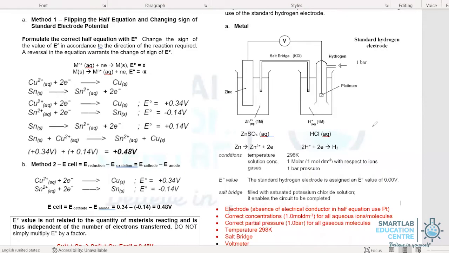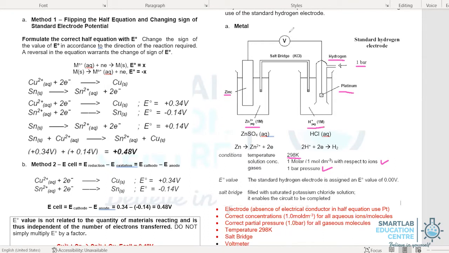The essential thing to bear in mind is that all the concentrations of the ions have to be 1 mole per dm cube. In the case of any gas used, it will be 1 bar. So in this case, since the standard hydrogen electrode is being used, hydrogen gas needs to be at 1 bar. And we'll use platinum as the electrode, and the temperature needs to be 298 Kelvin. In the case of zinc, zinc needs to be the electrode, while Zn2 plus needs to have a concentration of 1 mole per dm cube, while the concentration of H plus is also 1 mole per dm cube.